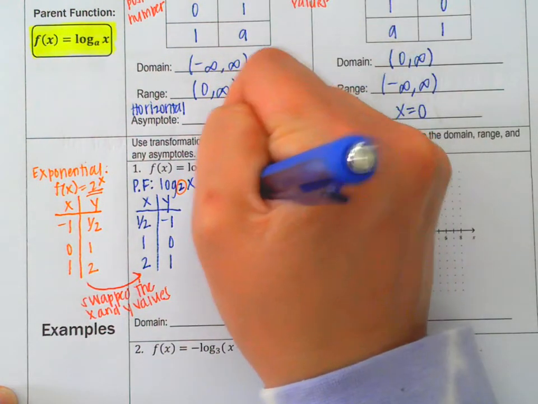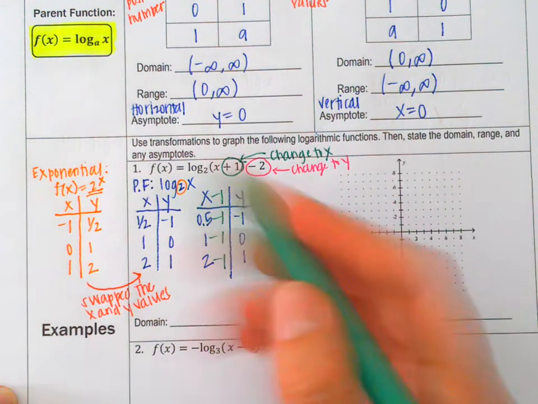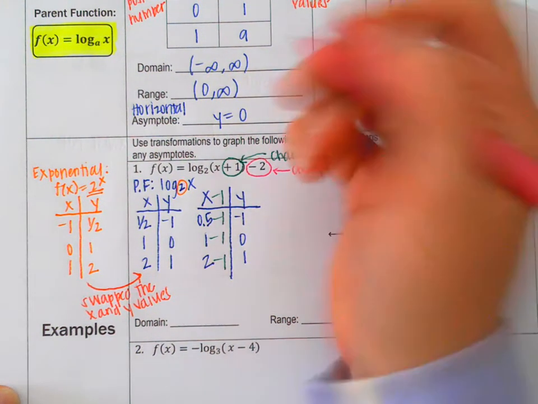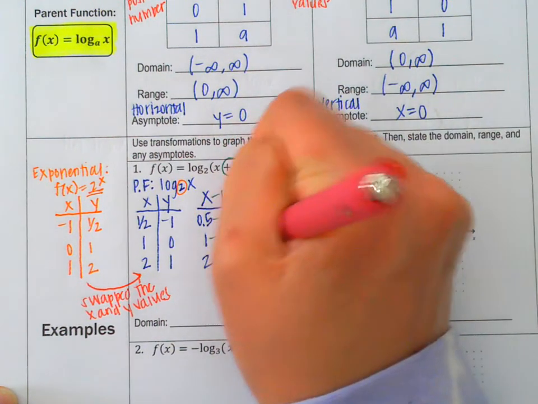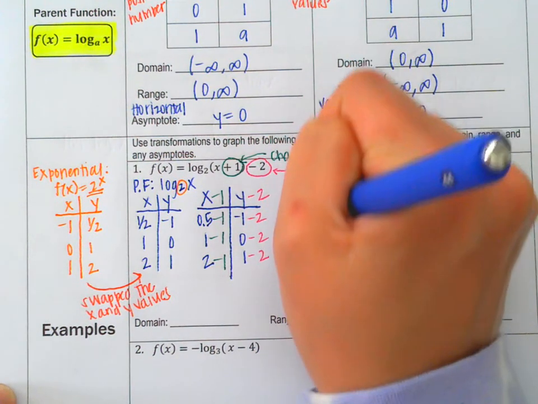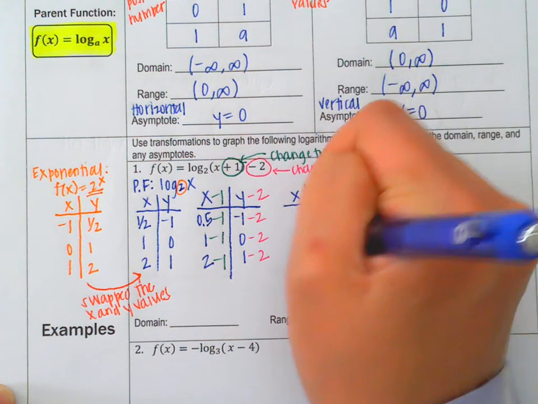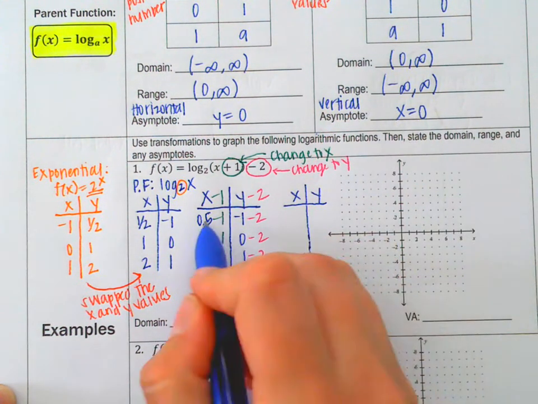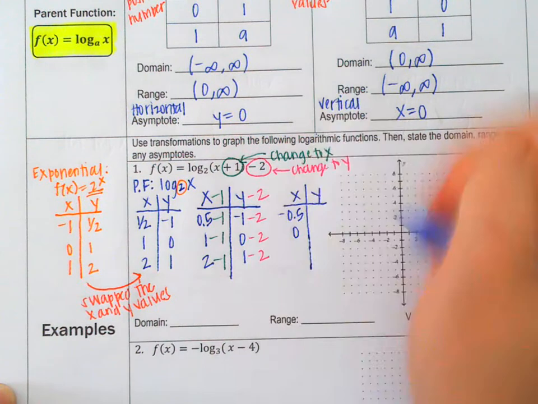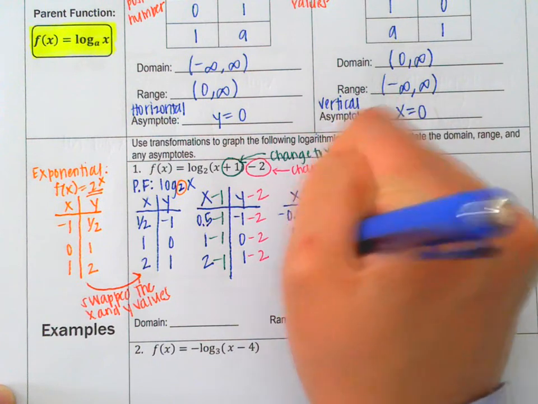And then our y values, -1, 0, and 1. Our y values, do we do the same operation or the opposite operation? And we do the same. So I'm going to subtract 2 from all of my y values. And now I can get the table. Okay, so 0.5 minus 1 is -0.5. 1 minus 1 is 0. 2 minus 1 is 1. And then -1 minus 2 is -3, -2, -1.